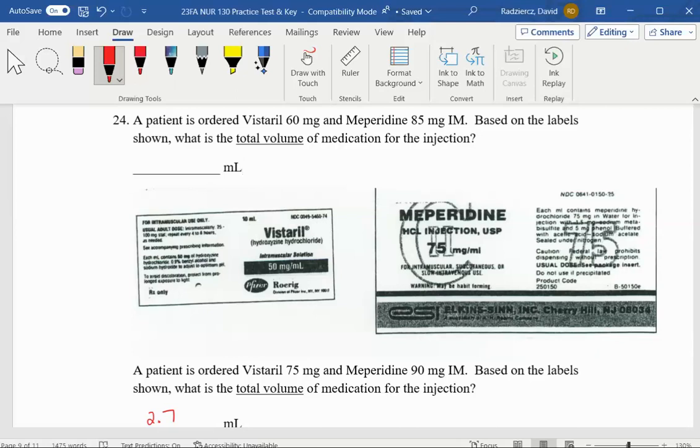Because that's all that it's asking you to do, right? It says, what is the total volume? So basically, it's almost like you're mixing insulin, right? But instead of adding 20 units and 30 units for 50 units total, you're doing milliliters of Vistaril, milliliters of Meperidine, and then you're doing that combined injection.